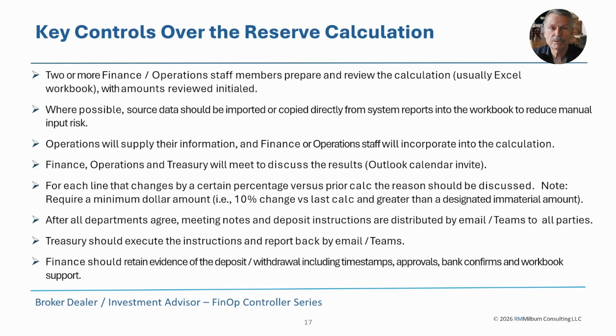Each line item on the reserve calculation will have a threshold balance that will require additional analysis should the balance be greater than the threshold. After all the departments agree, meeting notes and deposit instructions will be distributed. Treasury will execute the instructions, whether it's a deposit or a withdrawal, and finance will retain evidence of the deposit, including timestamps, approvals, any bank confirms, and the workbooks themselves as support.